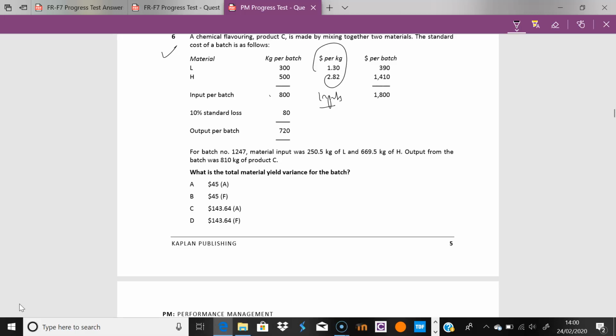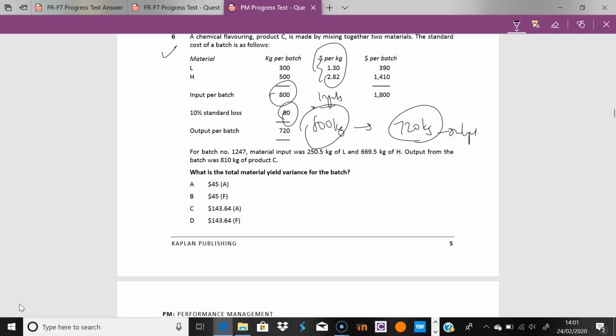The argument here is I expect to put in 800 kilograms of something, and I expect a loss of 10%, and I expect 720 kilograms to come out. So this is the output of this input, and what we have here, to be fair, are the value costs of the inputs. So that's the principle here. Remember, we're not talking about mix. Mix is a completely different variance. Hopefully we get another question to see that, but here yield is what do we see coming out.